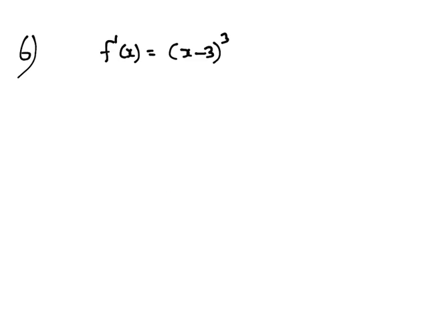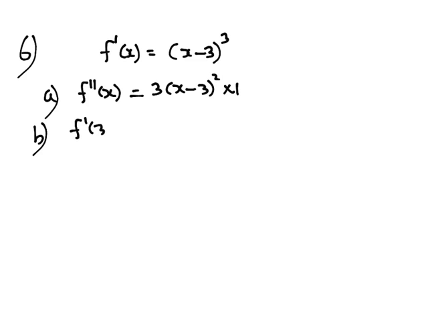Okay, so this is the sixth problem. So the first question is they're given f dash of x is x minus 3 the whole cube. Find the second derivative. So f double dash of x is, use the chain rule, 3 times x minus 3 whole squared into 1. So very simple. Now b part is find f dash of 3 and f double dash of 3.